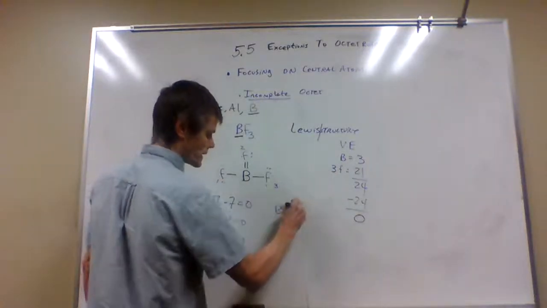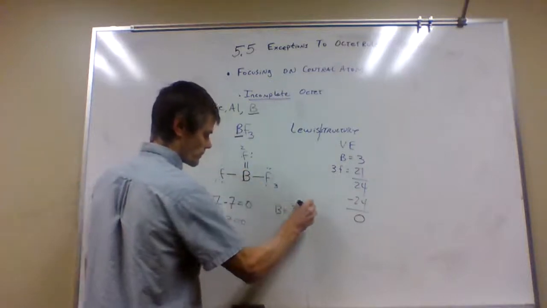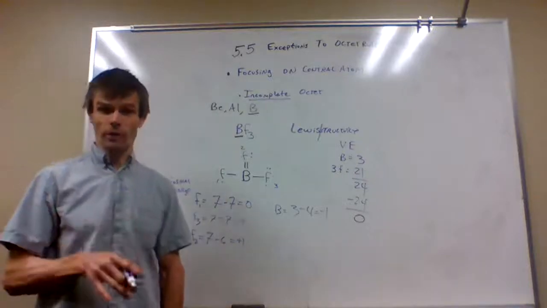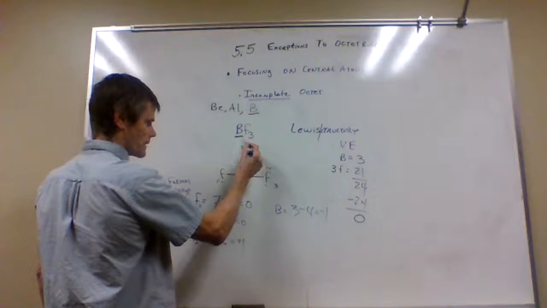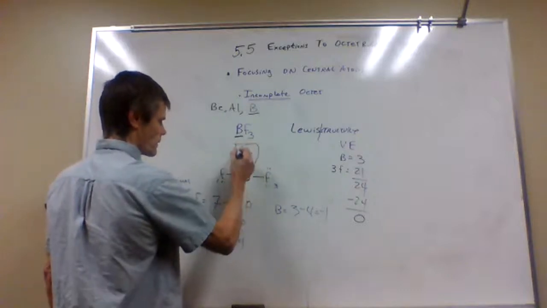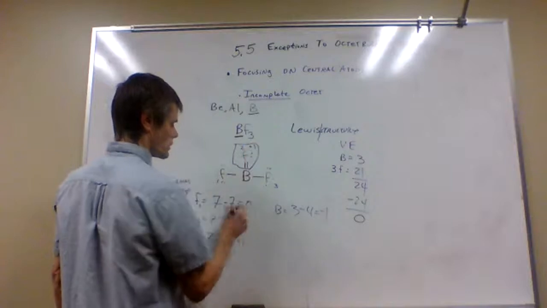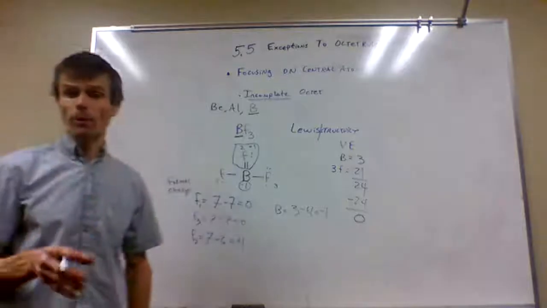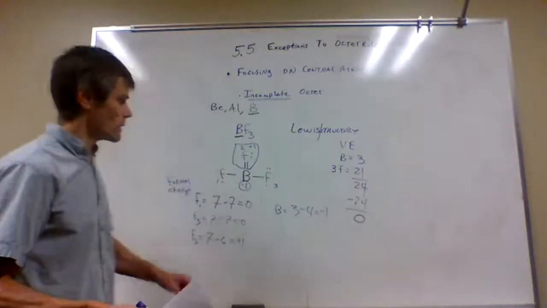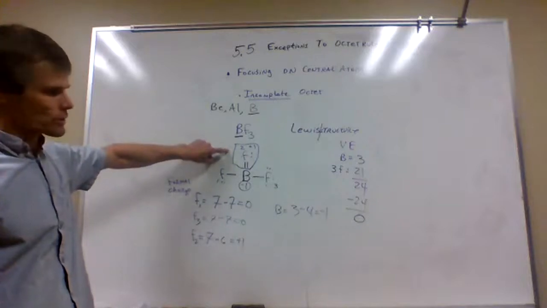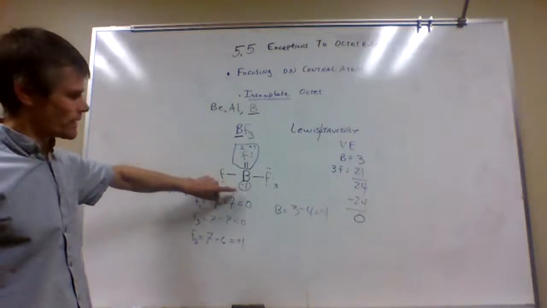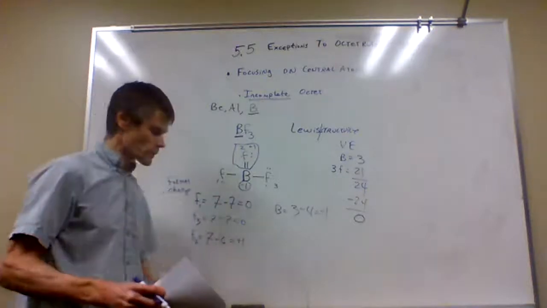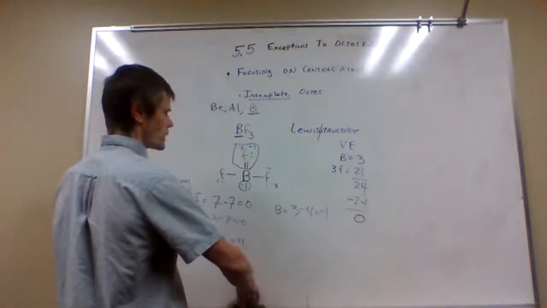Let's look at boron. Boron has 3 valence electrons. Okay, let's discuss why this isn't a good structure. Fluorine, this one right up here, has a +1 formal charge. Boron has a -1 formal charge. Remember, fluorine is the most electronegative atom on the periodic table. It has positive formal charge. Boron is less electronegative, and it has negative formal charge. This is really not a good structure. Formal charge helps us to explain why we don't expect this to occur.